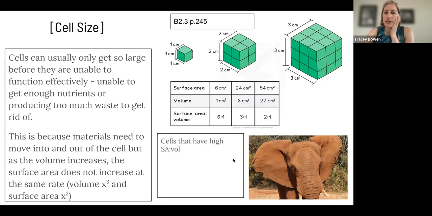Cells that have a high surface area to volume ratio to allow them to function properly are going to be red blood cells, proximal convoluted tubules, which reabsorb things in the kidneys, and then alveoli in the lungs to facilitate gas exchange. And here you can see on this elephant, I included it here because it has a very large surface area to volume ratio on its ears, and that allows heat to dissipate from its ears to allow the elephant to cool itself.